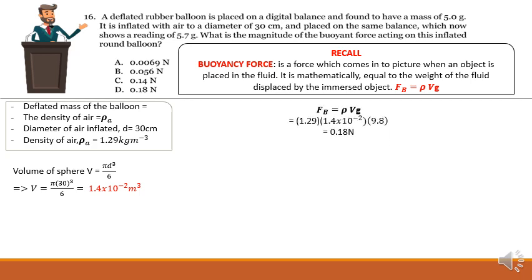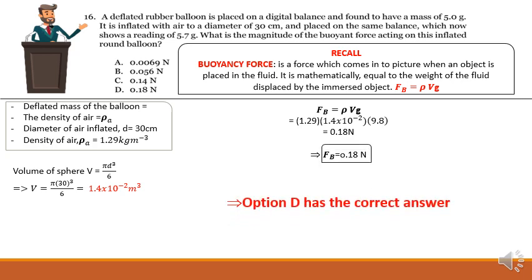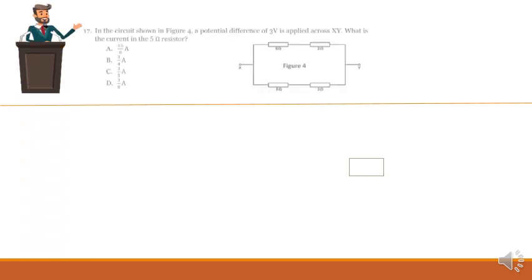Now we'll just substitute in the formula, and then we have that the buoyant force FB is equal to 0.18 Newton. So feel free to conclude that option D has the correct answer.